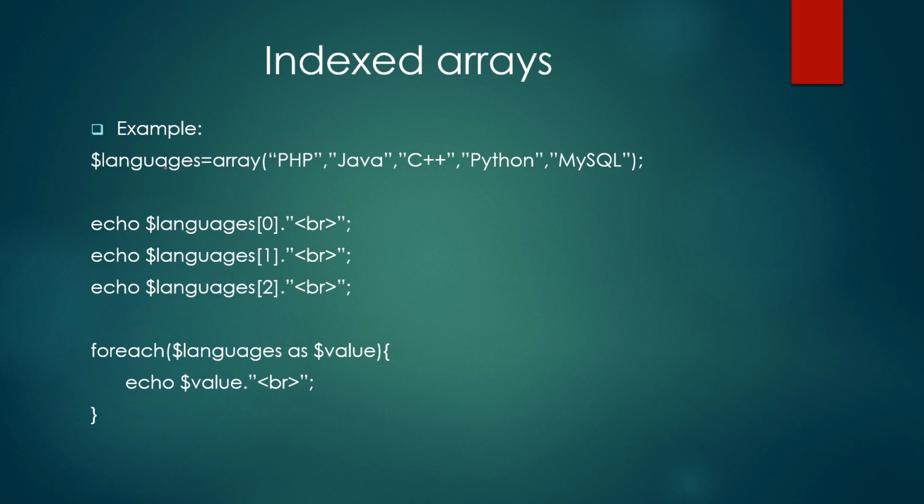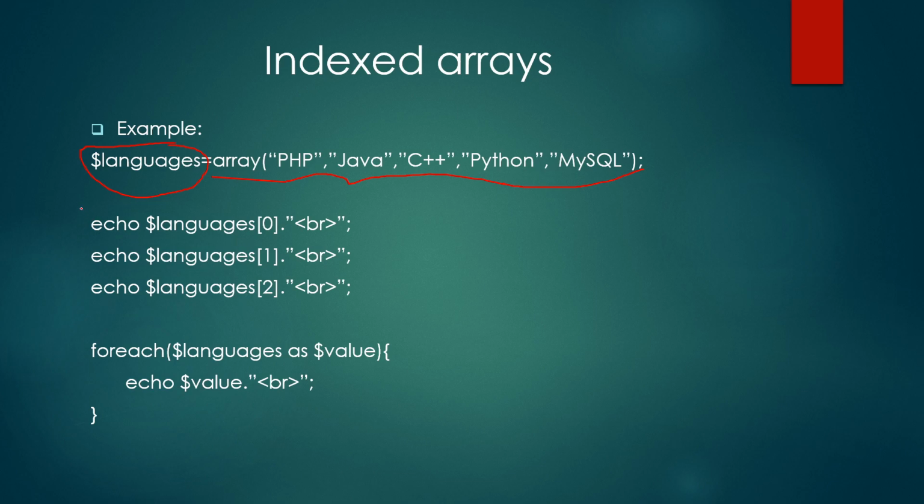Okay, so here I have created an array which consists of the names of programming languages, and I have stored this array inside this variable called languages. So whenever I want to access this array, I can do it using this variable. So here I'm simply echoing out the first element, second and the third element. Now this is the most basic approach.